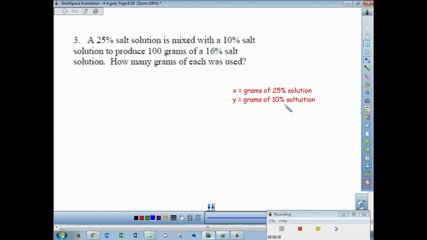And now let's write 2 equations. So again, it's so easy that it's hard. They're mixing 100 grams together. Well, how many grams of the 25% solution did they mix together? X. And how many grams of the 10%? Y. That should add up to be 100 grams, right? X plus y equals 100.